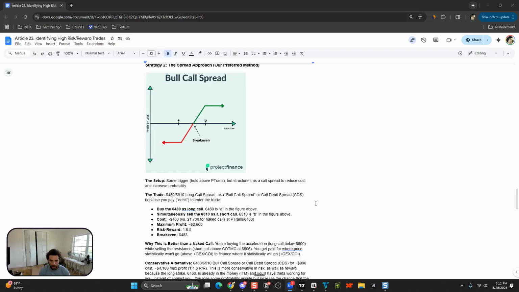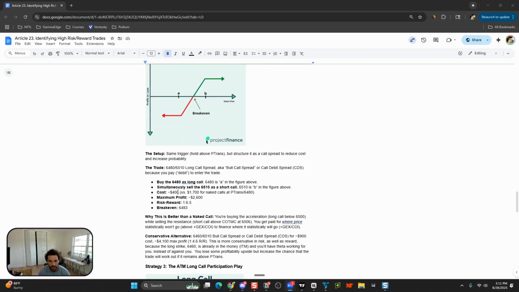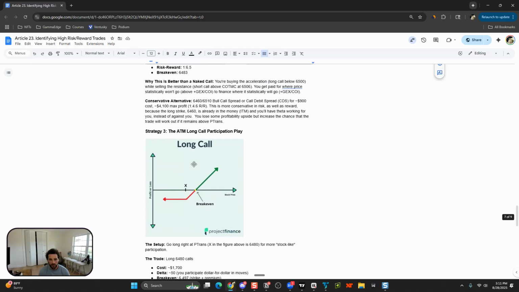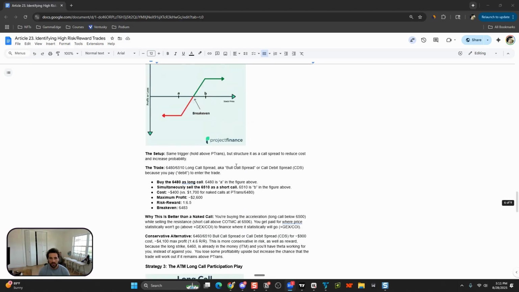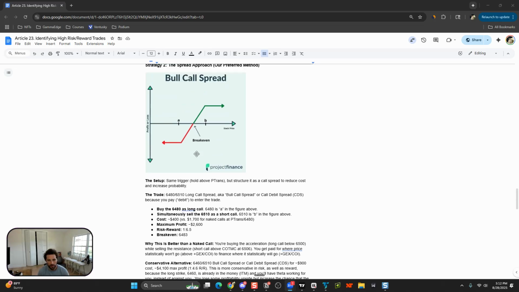So what you could do there is you could be long a call at 64.80 and short a call at 65.10. In this example, it could cost you $400, as opposed to down here, just taking a naked call, which could cost you $1,700.